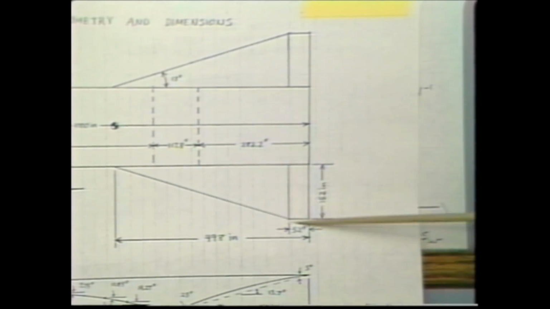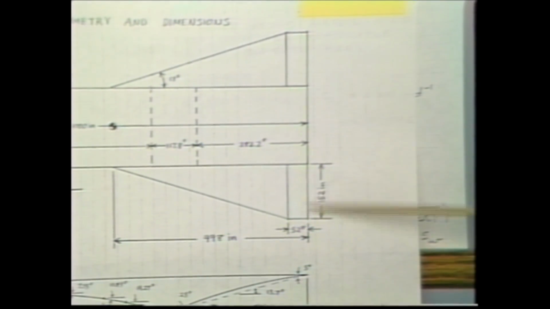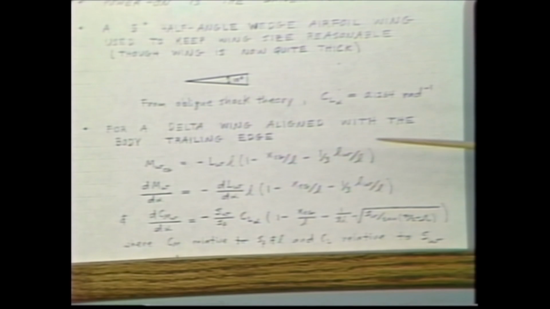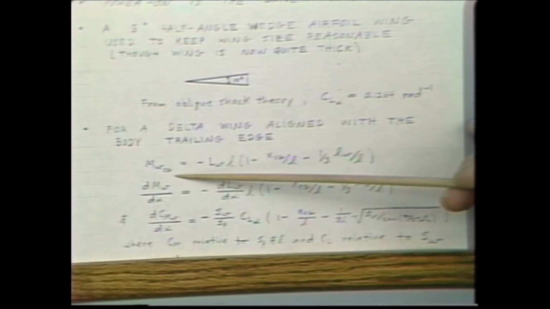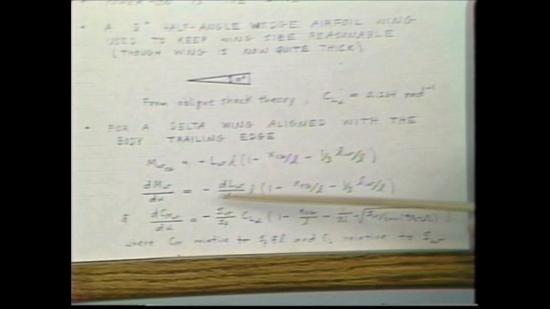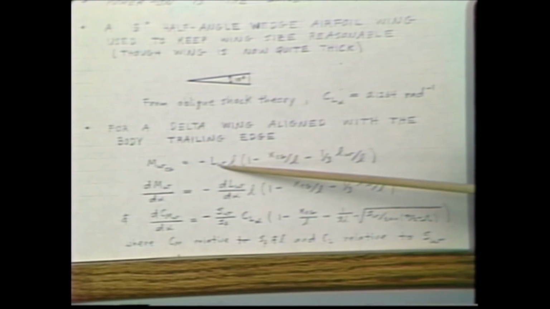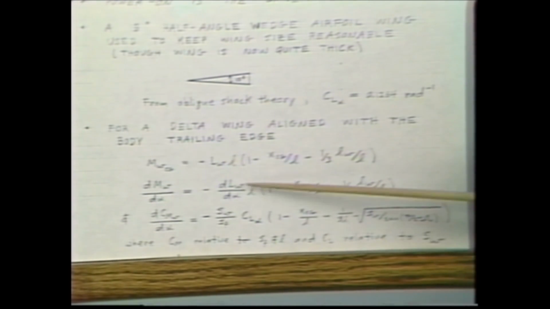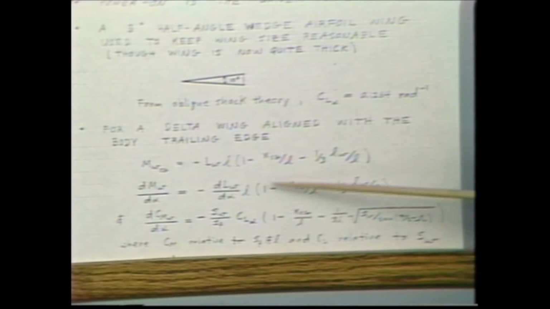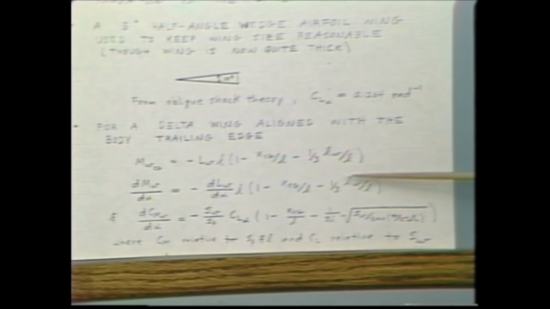Here's our delta wing. That's just an assumed shape for that wing with the trailing edge aligned to the back of the plane. You can get a moment relative to the CG due to the wing that is derived as such. And differentiating, that's a function of the lift of the wing. Differentiating that, we get a partial moment with respect to alpha of the wing being a function of the lift curve slope, change in lift with respect to alpha, and some geometric parameters. Okay, and the result is down at the bottom.